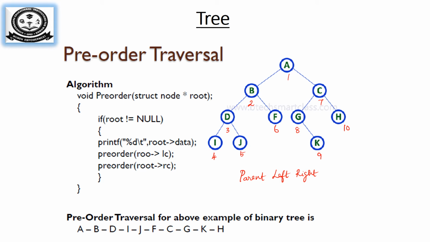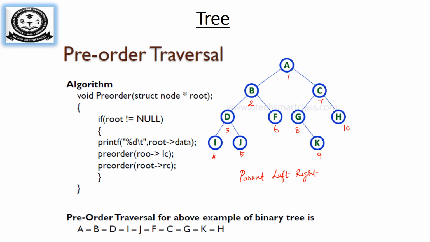Now going for the right side. When it comes to the right side of A, C is a parent node. Yes, C will be printed. Then it comes to the left child, that is G. Is G a parent node? Yes, G is a parent node. So G will be printed. What is the left child? We don't have a left child. What is the right child? K. Is it a parent node? No. So you print the K node.